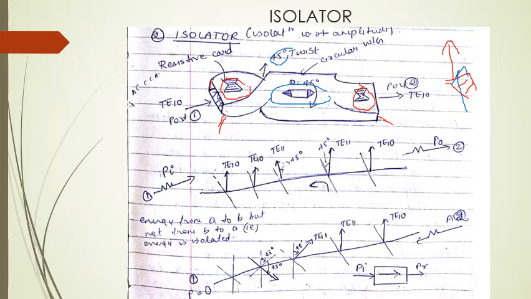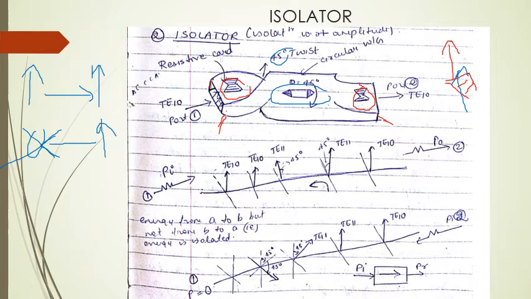Isolator, what do you mean by the isolator? The function of an isolator is very simple. Whenever a signal enters from port 1, the signal will be present in port 2 also, meaning the same signal will be allowed to pass through. But when the signal is returning from port 2, the signal will not be present in port 1. The isolator isolates the load from the source side.